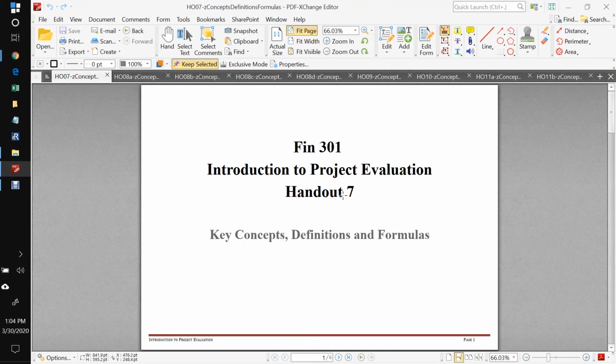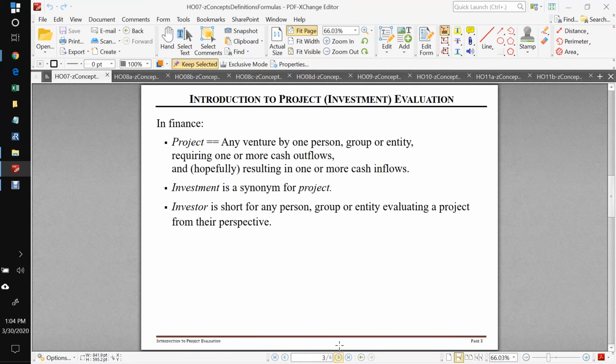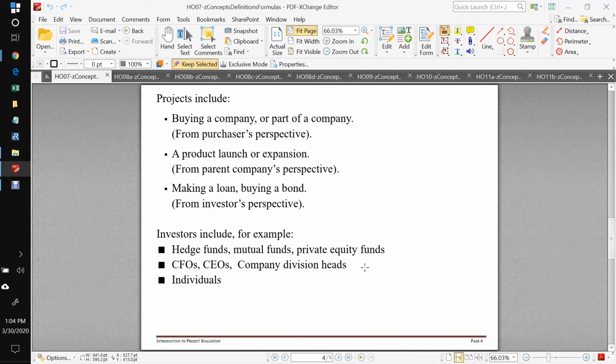Okay, so let's think about chapter 7. Chapter 7 pretty much was just introducing some of the definitions that we've been using in chapters 8 through 11b. A project, meaning for us a financial project, requires some cash outflows and hopefully gets some cash inflows. Investment means the same thing as project, and an investor is someone who's evaluating a project. It could be a person or a group or an entity.